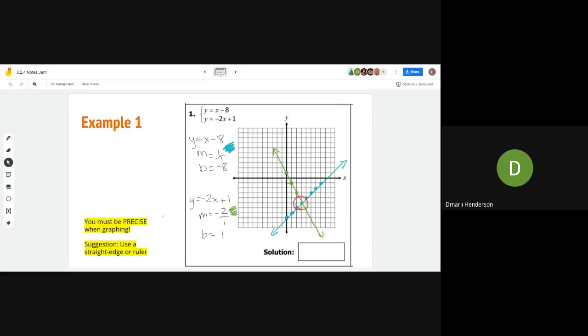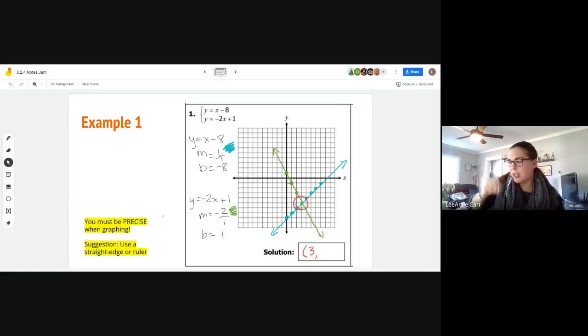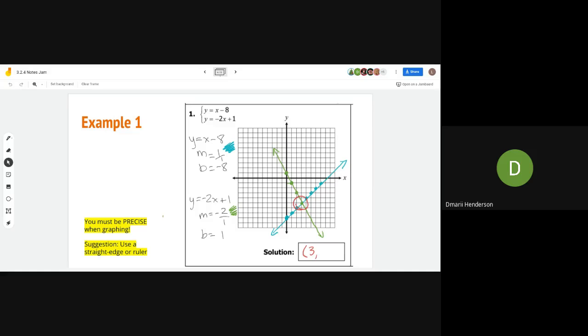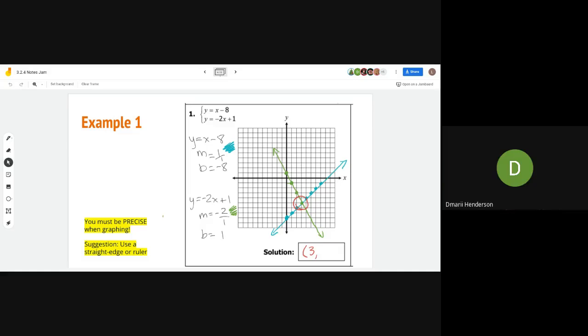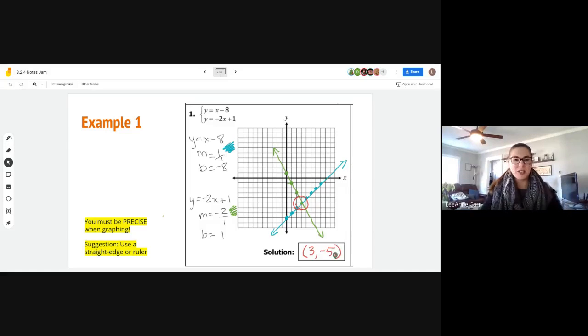Is it, I'm trying to count. Okay. Is it 3? So the green circle, right? Yeah, the one I circled in red. That's the point we're trying to name. Yep. So I know it's over 3. Then what's our y value there? Is it 5? Close. It's down. Negative, so it's negative 5. There you go. So our solution is going to look like that ordered pair.